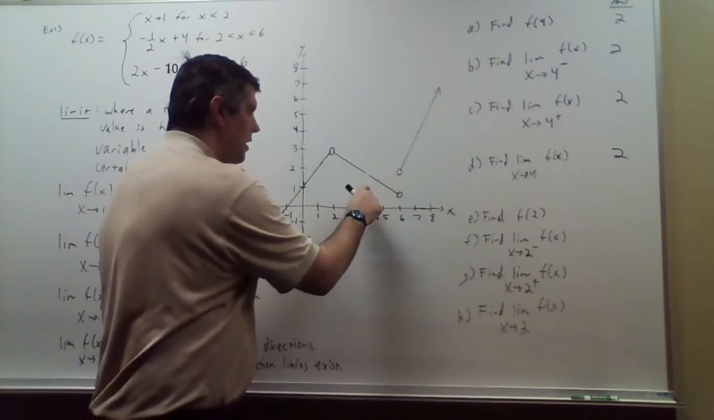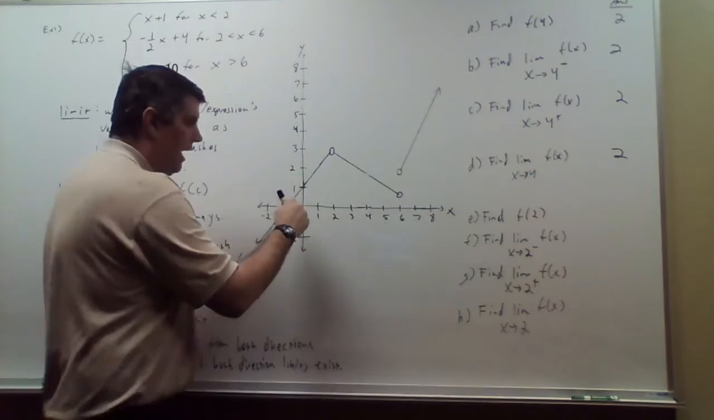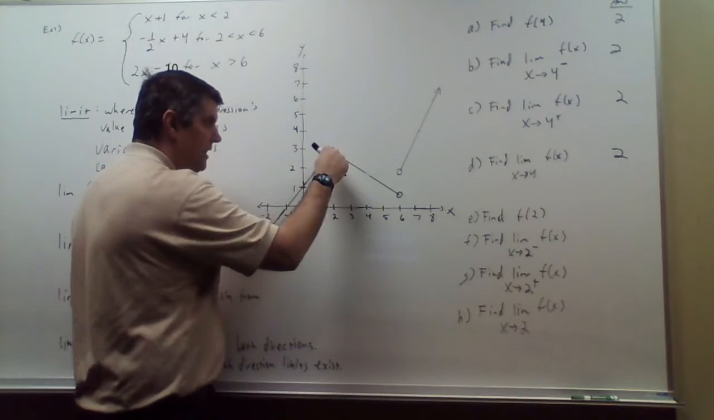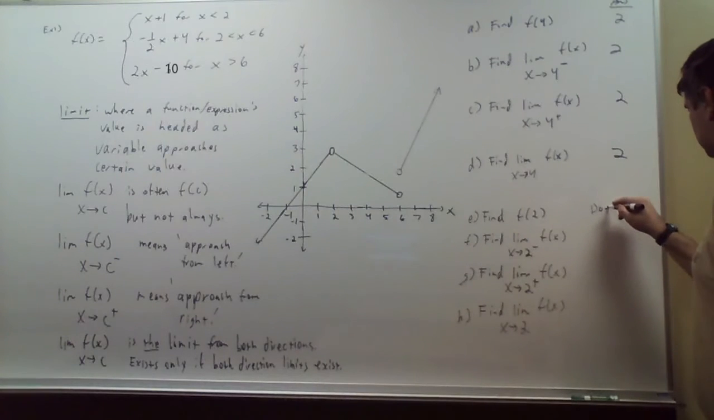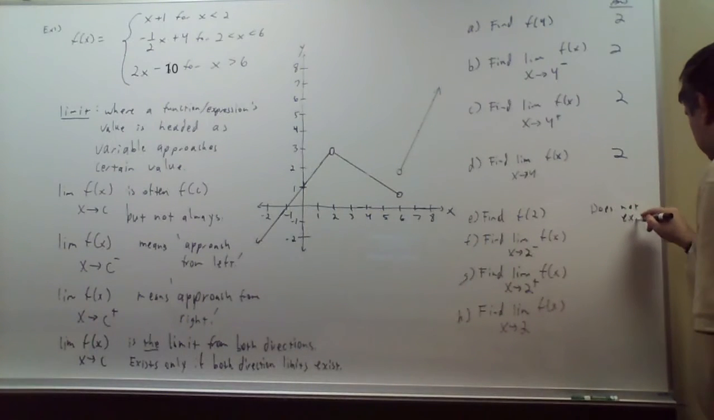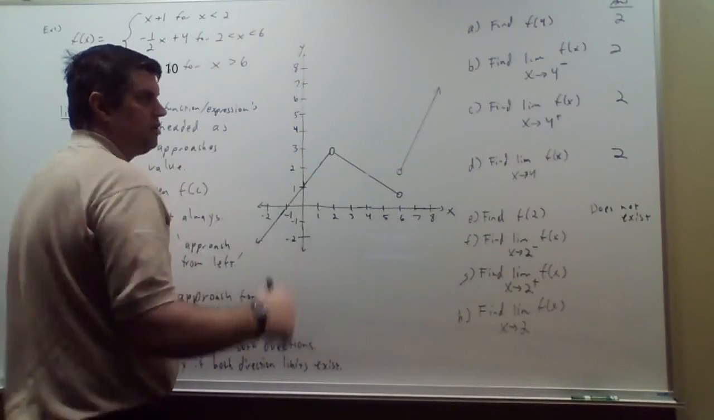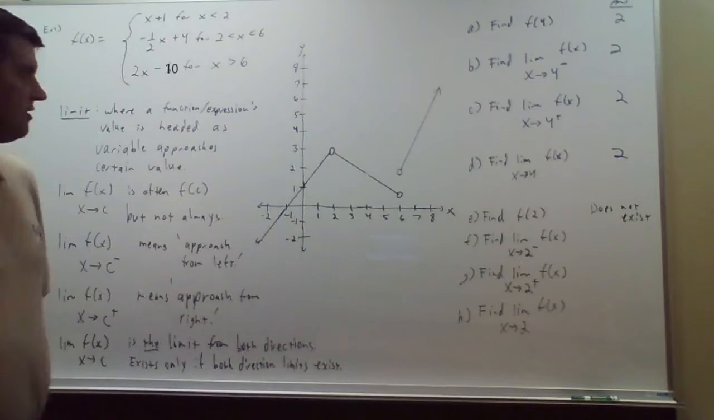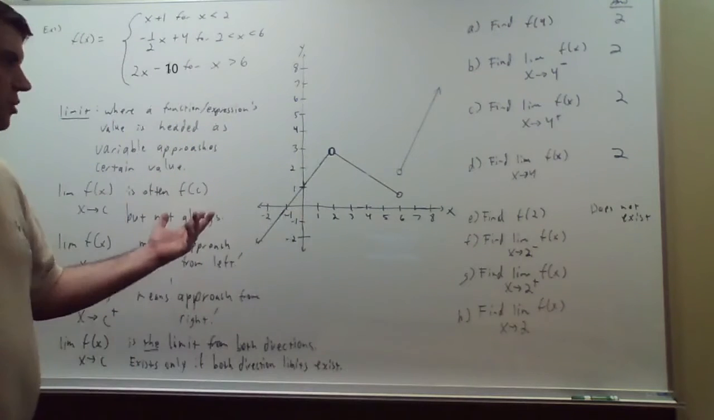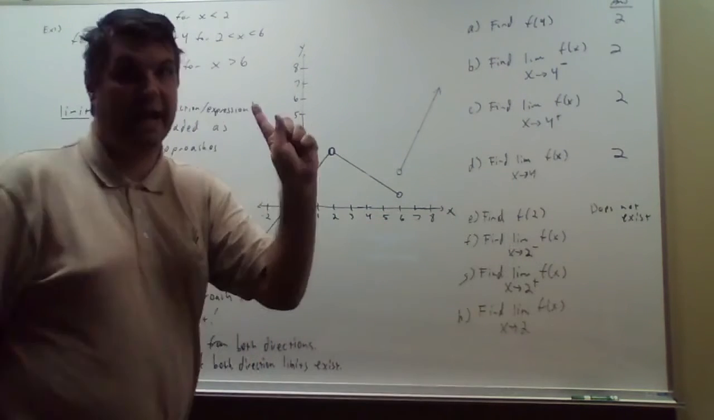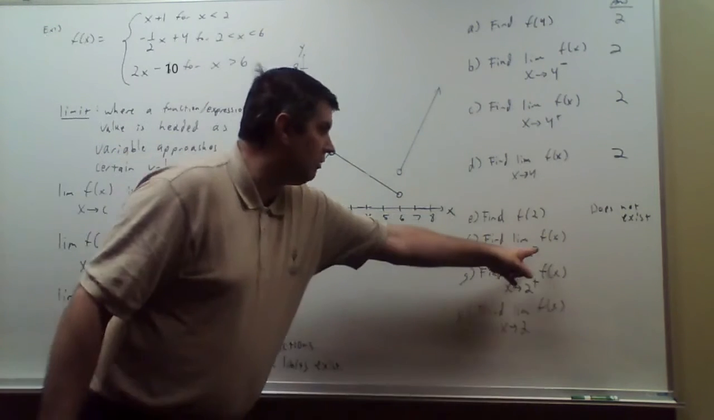Okay? The next group, find f of 2. Well, I go to where x equals 2, and there's an open dot right above 2. Does not exist. So there's an open dot over 2, which means the function doesn't exist at that point. It's not defined at this point. So as a consequence, there's no function value there. But that's a different question from the limit.